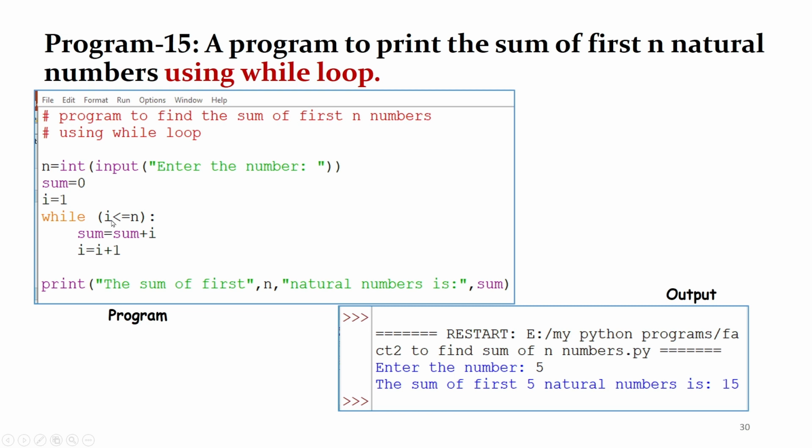Now the value of I became 2. So now sum will become sum plus I, that is 1 plus 2. It became 3. Now again 3 is added to 3, so it became 6, then it becomes 10, and so on. And later when this condition becomes false, it comes out of the loop and prints the sum of first n natural numbers, which is the last value of sum. So I have entered the value as 5, and 1 plus 2 plus 3 plus 4 plus 5 is 15.